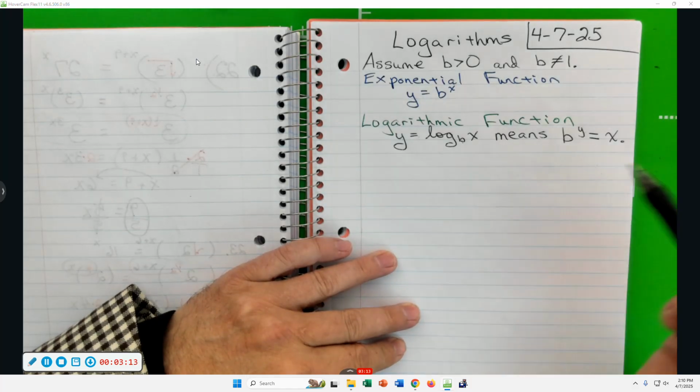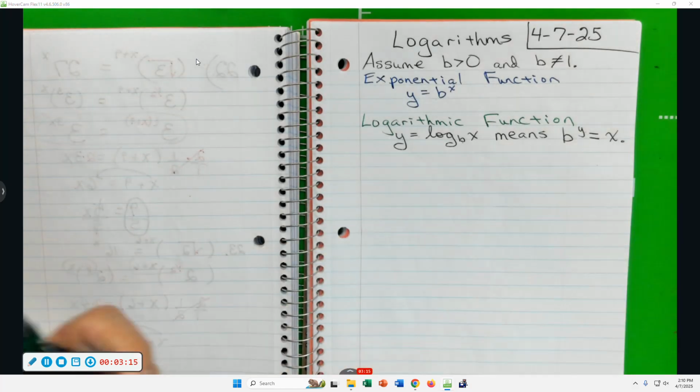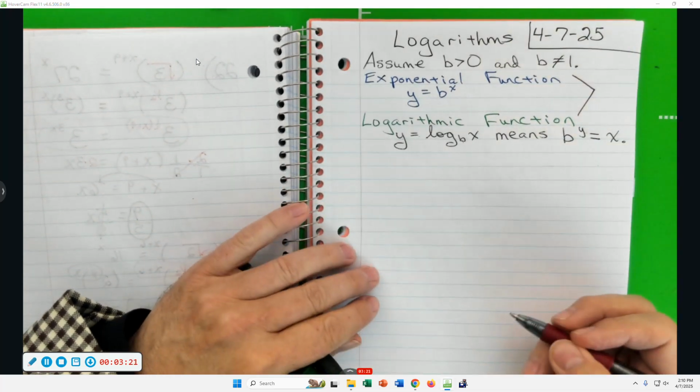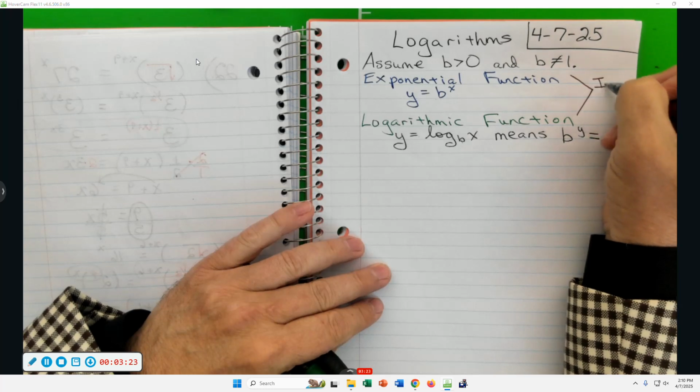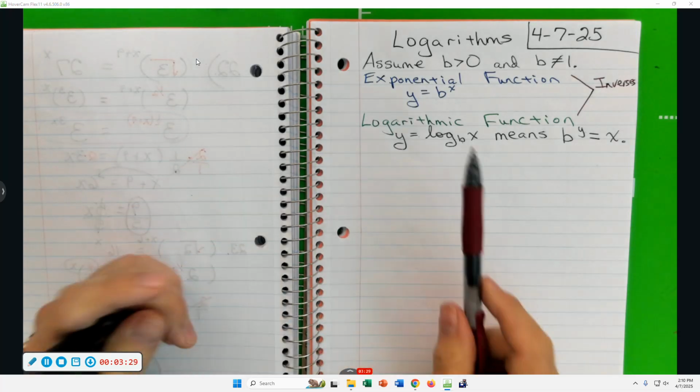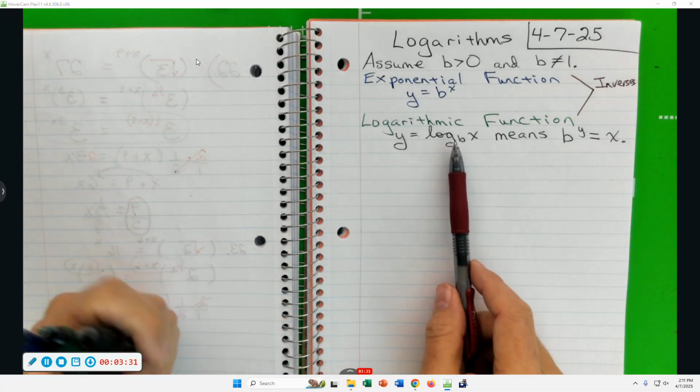That means these things are inverses. Remember, that's the definition of inverse. You're swapping the x's and y's. Logarithmics and exponentials are inverses of each other. And that'll be important.